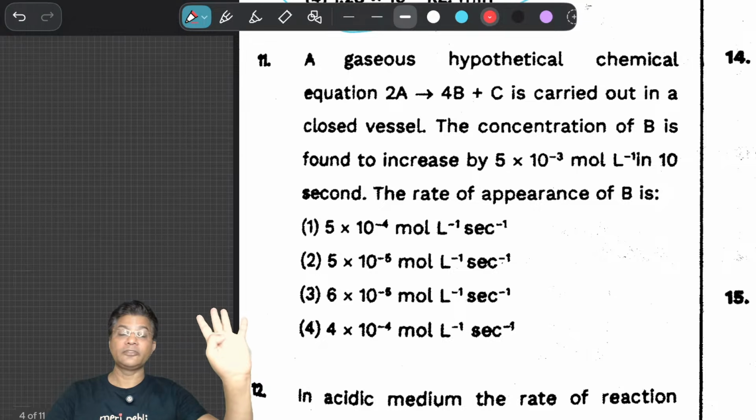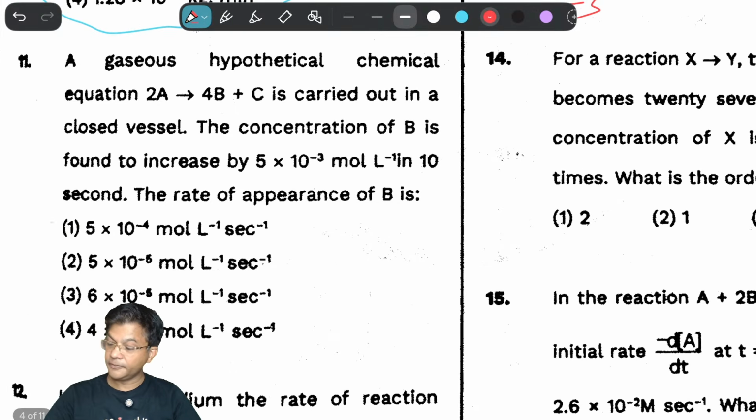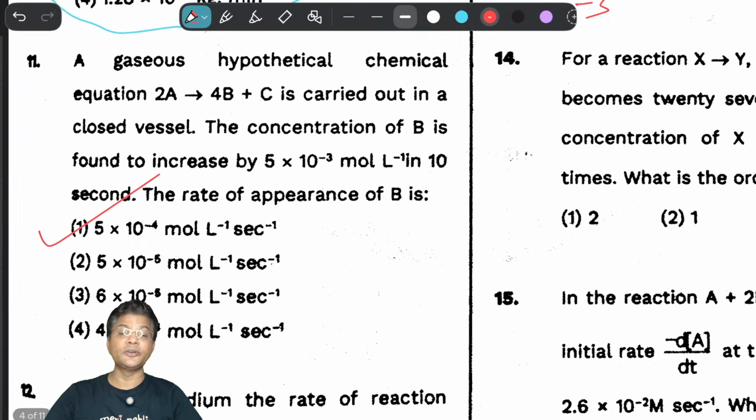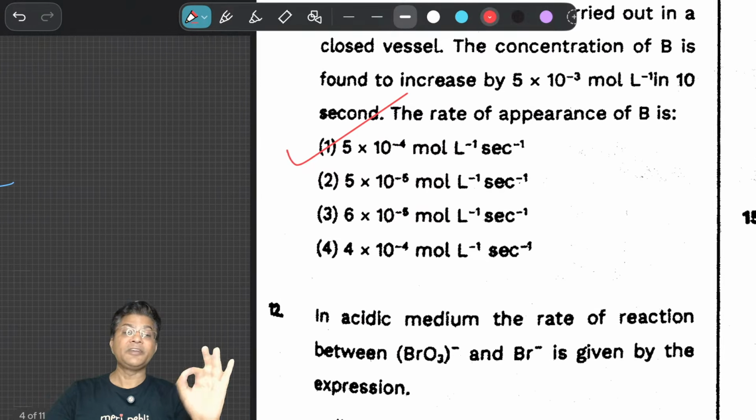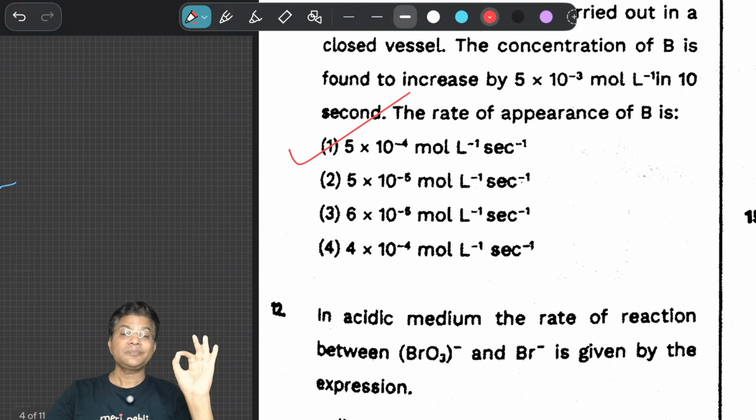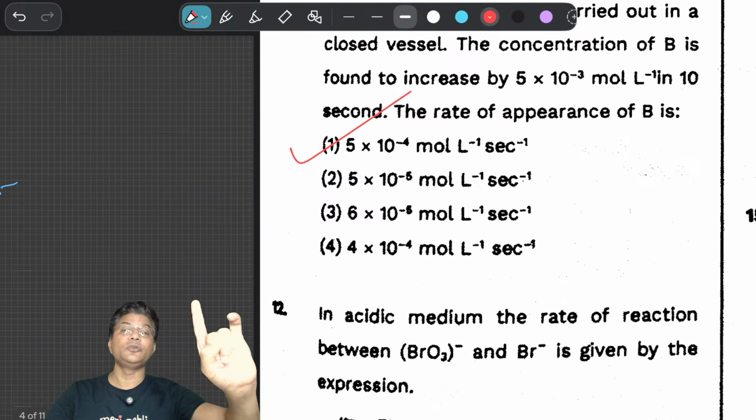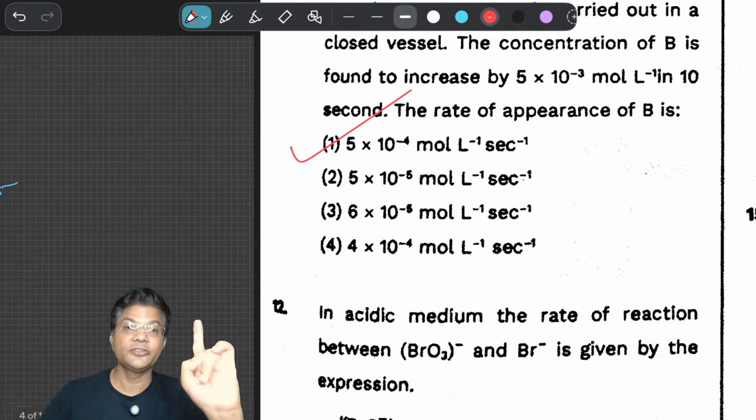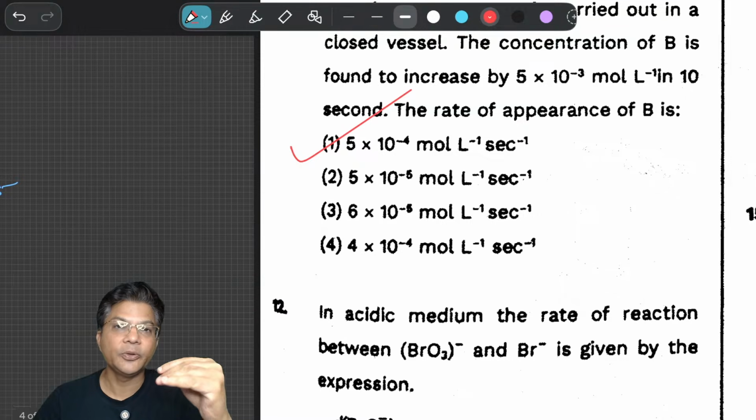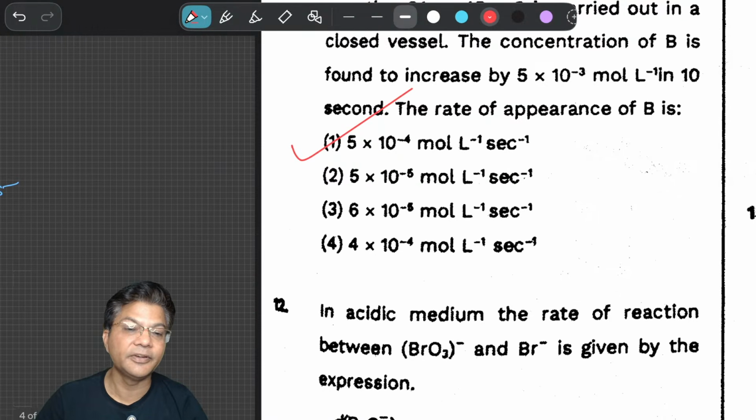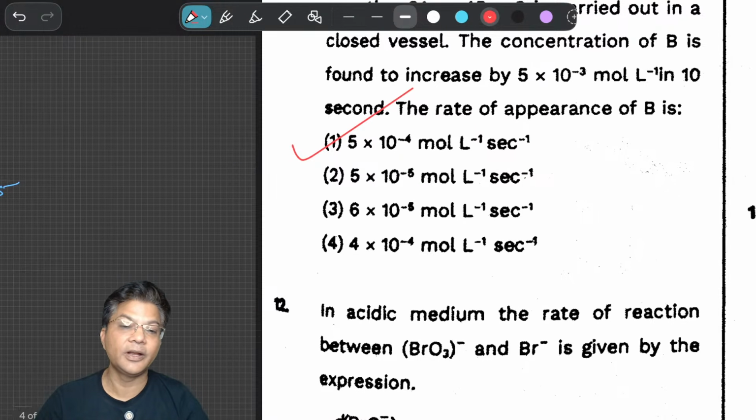It's very simple, kids. You can do it within a fraction of seconds. So the answer is first. Why is the answer first? They have given the concentration. We know that concentration per unit time is known as rate. What is rate? Concentration per unit time, and the concentration they have given, you have to divide it by 10 only. That is the rate.